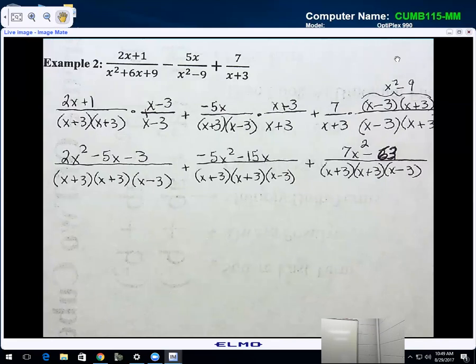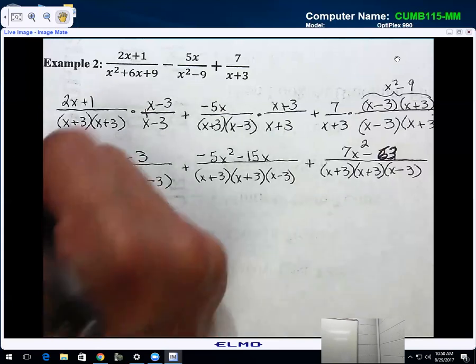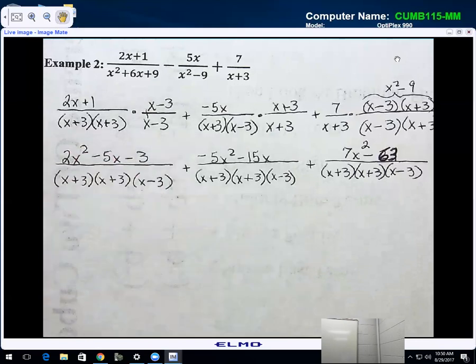To get that last numerator, I FOILed the x plus 3 times x minus 3, and then I distributed the 7. All right, that's super ugly. Let me combine like terms now.